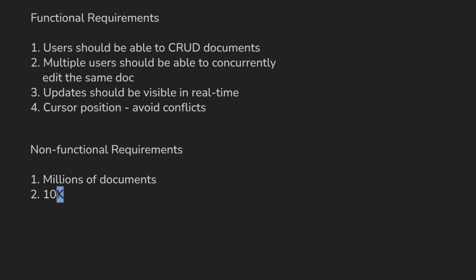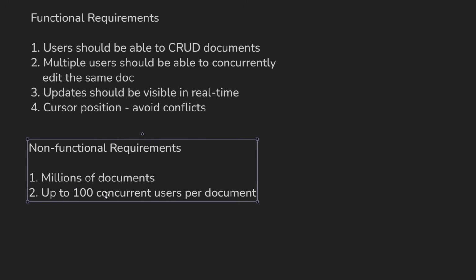So let's set this to a smaller number. And this is actually the same as Google Docs. So up to 100 concurrent users per document. That's pretty reasonable, to be honest. And it's going to make our life a lot easier, and you'll see why.